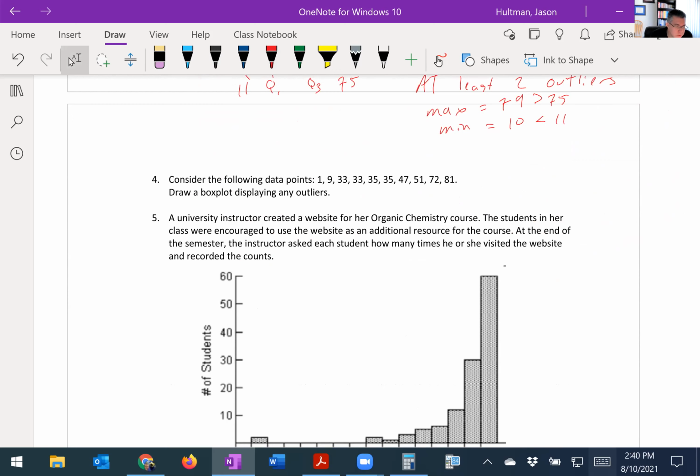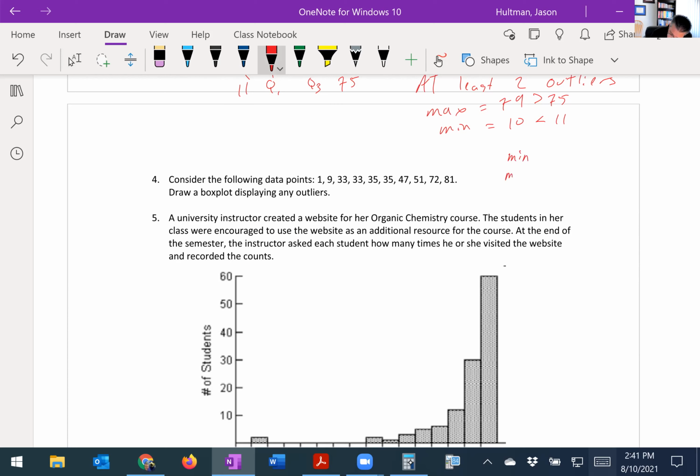Consider the following data points. Draw a box plot displaying any outliers. Okay, so here we're going to have to figure out what our IQR is. We're going to have to figure out what everything is, basically. So let's get our 5-number summary.